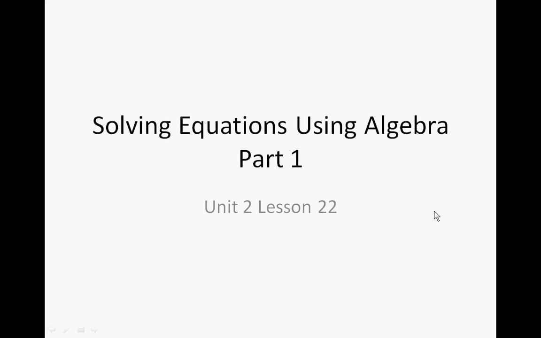Okay, here we are with lesson 22, solving equations using algebra. This is going to be a two-part topic. First topic being lesson 22, and then we're going to finish up our unit with lesson 23 and solving equations using algebra part 2. So let's start with example 1.